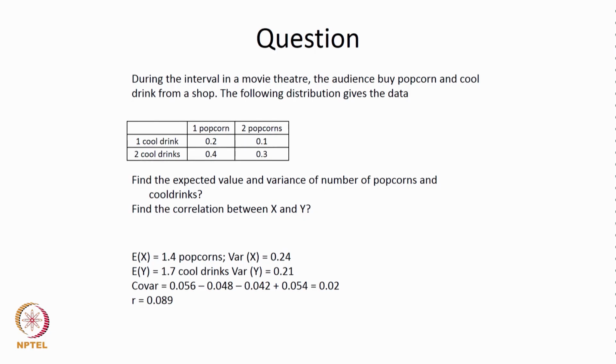Variance of x is 0.24. For y, it is 1 cool drink into 0.3 plus 2 cool drinks into 0.7, which is 1.7, and that variance is 0.21. Covariance we can separately find as the expectation of x minus mu x into y minus mu y, which gives 0.02, and the correlation is 0.089.